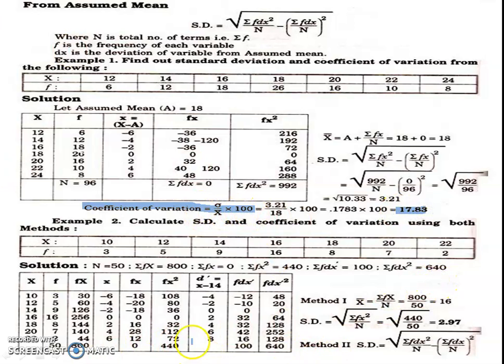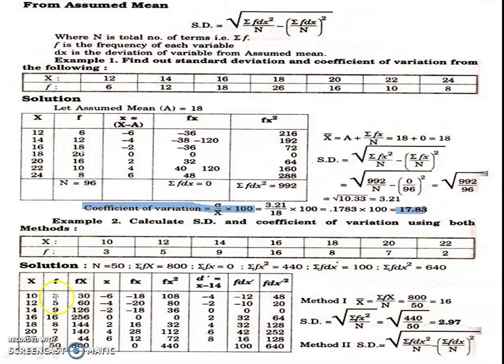Now we have to use another method. We apply the same trick and follow it for the standard deviation and coefficient of variation using both methods. X is equal to 10, 12, 14, 16, 18, 20, 22. F is equal to 3, 5, 9, 16, 8, 7 and 2. What is the total of n? That is, the f total is 50. X remains the same.